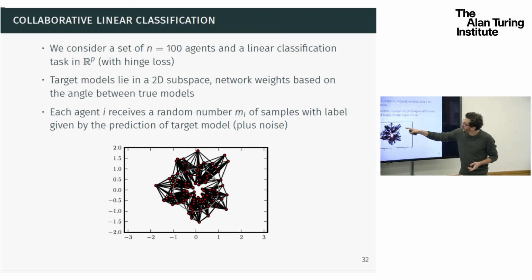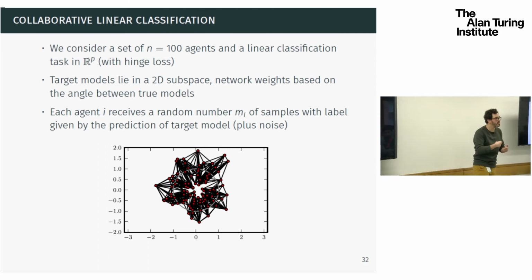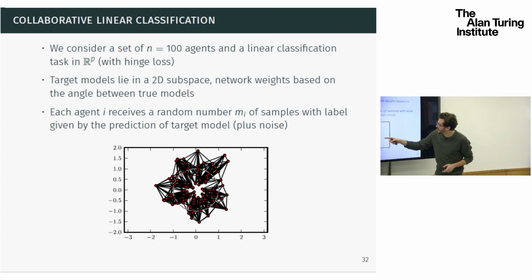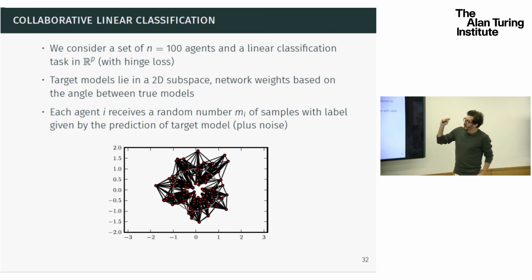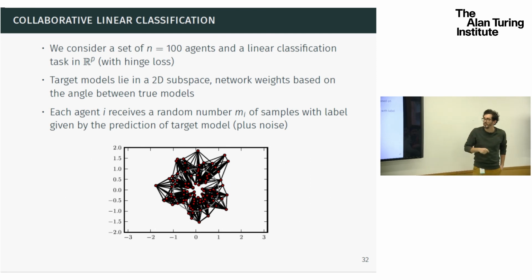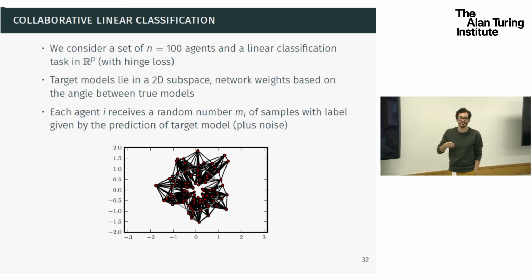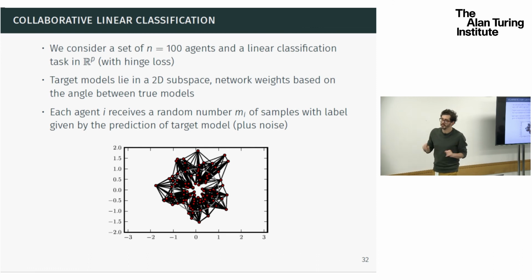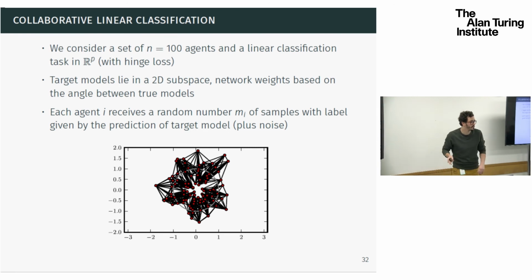Because there's too much variety. But still, some users have separators that are not the same as other users, but are fairly close, and so sharing information there is going to help. This figure shows essentially the connections depending on the angle. This figure might be confusing, whatever. Then each agent is going to receive a random number m_i of samples, in our experiment between 1 and 20. The labels are given by the prediction of the ground truth models, plus some label noise to make things not too easy. And this m_i varies depending on the user.